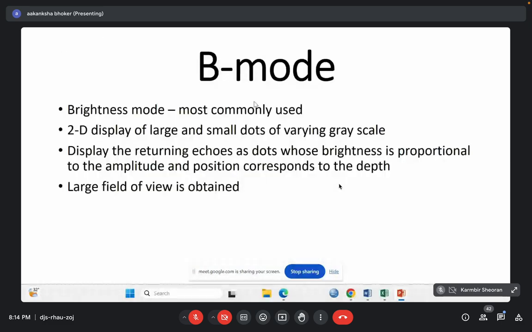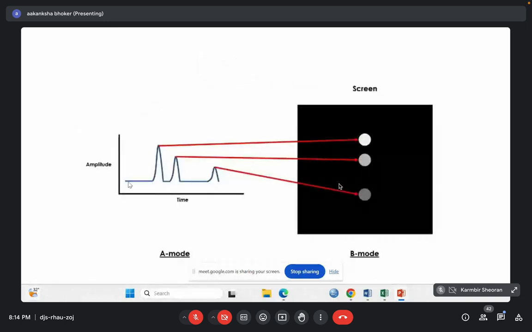In B mode, brightness mode, different shades of gray will be displayed depending upon the amplitude of the returning signal. The higher the amplitude, the whiter the dot. So see, in A mode we got high amplitude. For high amplitude, a white dot will be formed. As the amplitude decreases, a little gray, and with lower amplitude, towards black. And if there is no amplitude at all, it will be entirely black.